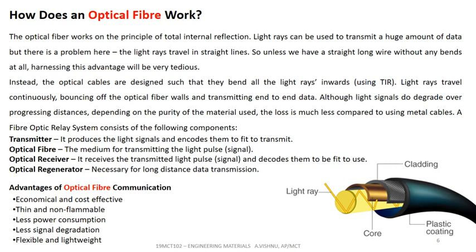Here the transmitter produces the light signal and encodes it for transmission, and the optical fiber acts as a medium for transmitting the light pulse, that is the signal. The optical receiver receives the transmitted light pulse and decodes it to make it usable, and the optical regenerator is necessary for long distance transmission to regenerate the low pulsed transmission signals.